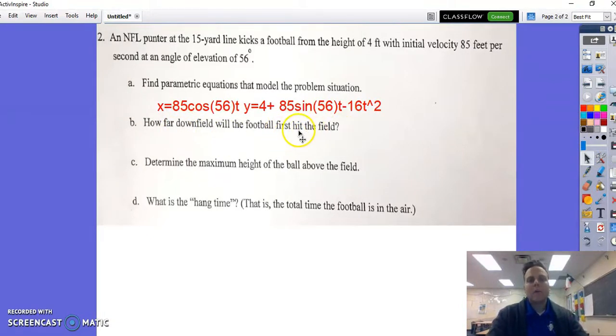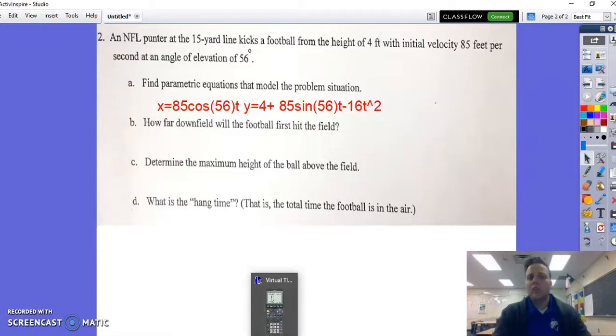So you've got to think about what that means. How far downfield will the football first hit the field? So I'm looking for where the football went up, and then where it came back down again, okay? We're going to let our calculator do the thinking once again.